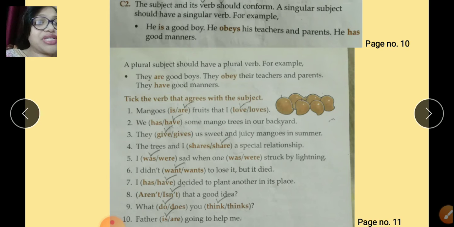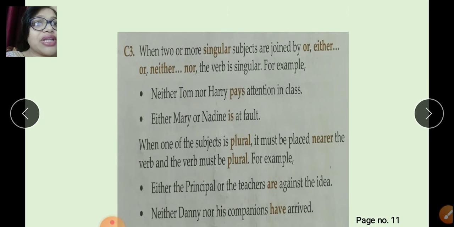So this is your C2 children. You have to complete this exercise as your classwork. This one and the last one. Moving on to the next one.